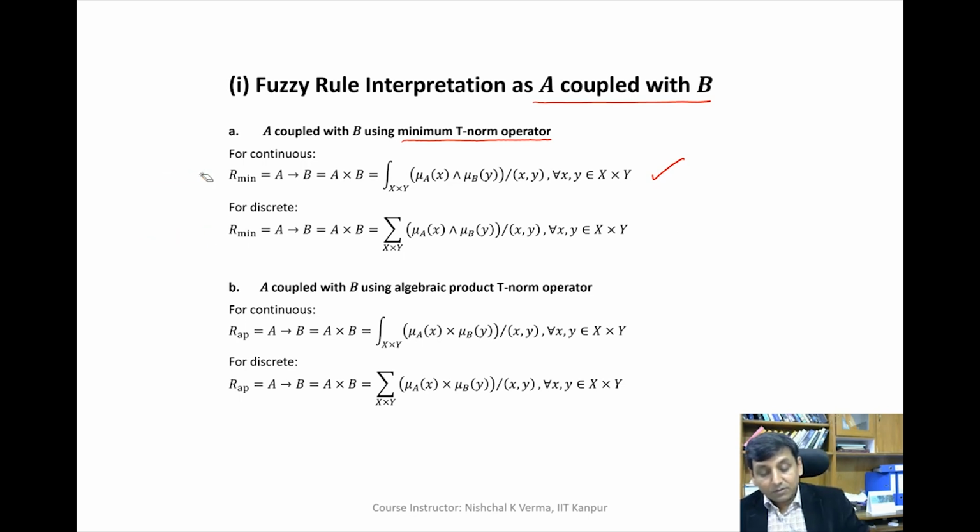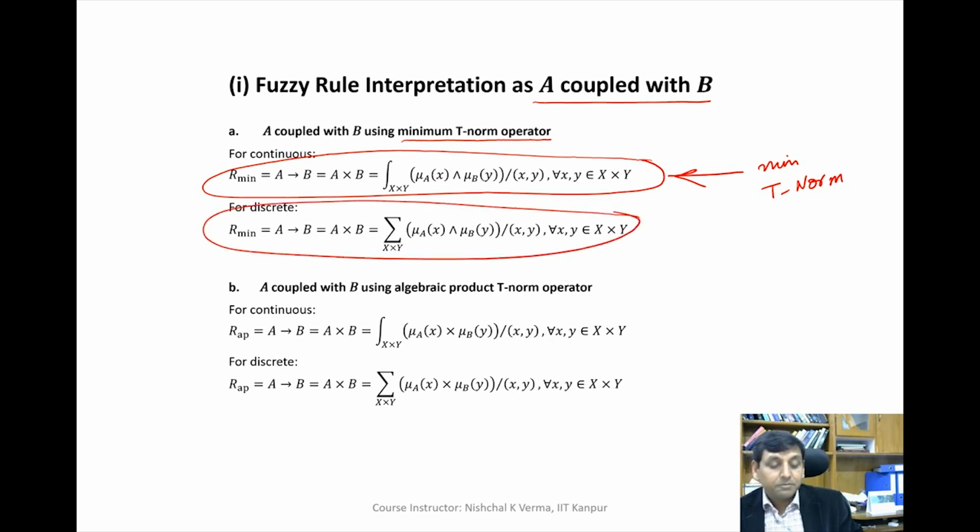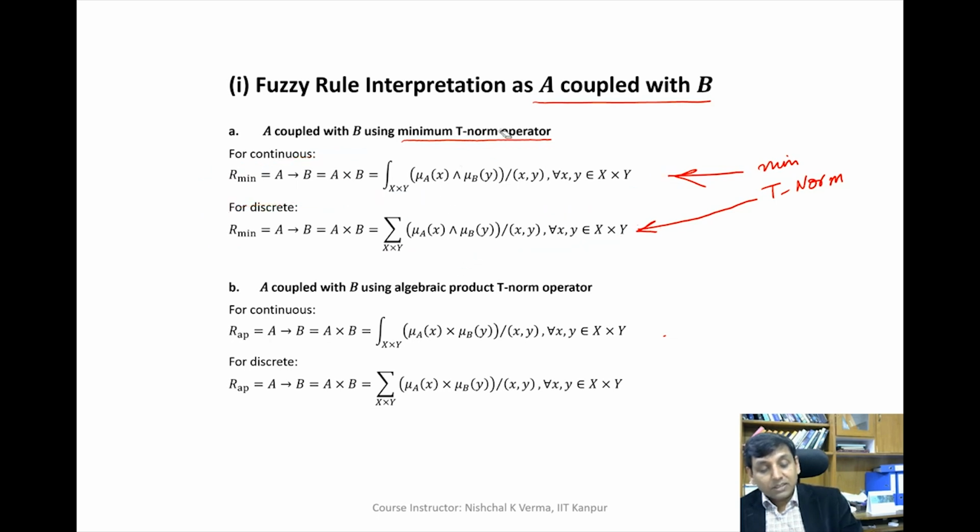So here we have the fuzzy relation set when we use min. So we can write min T norm, and then for discrete, when A and B are both discrete. So this way we can represent the fuzzy relation matrix, the fuzzy relation set.